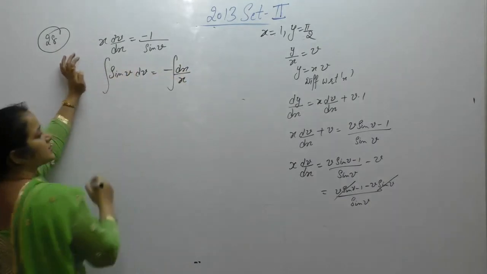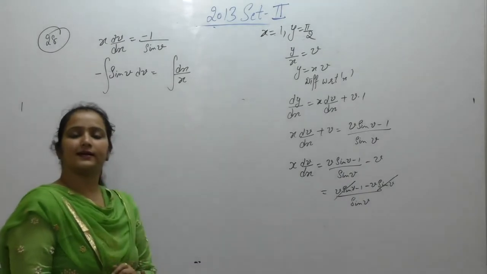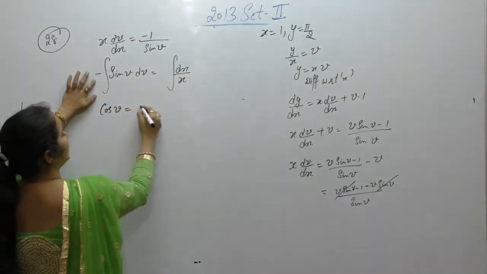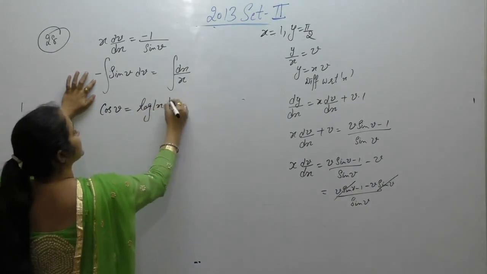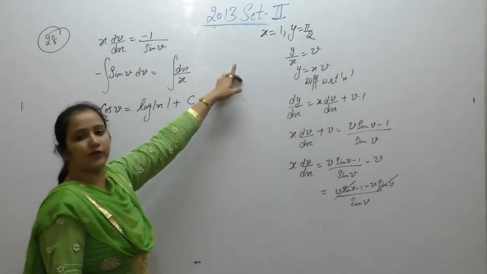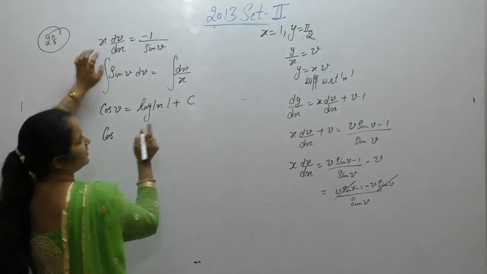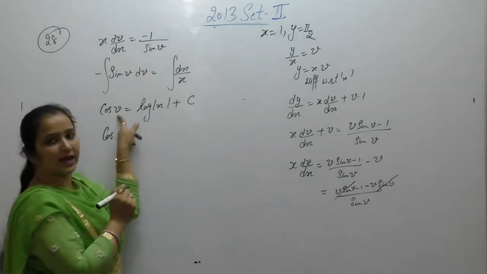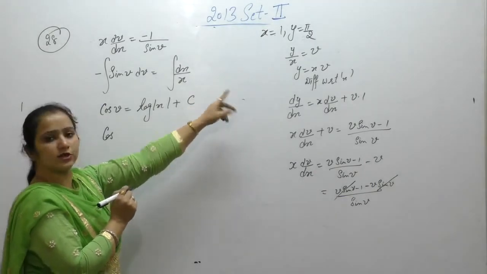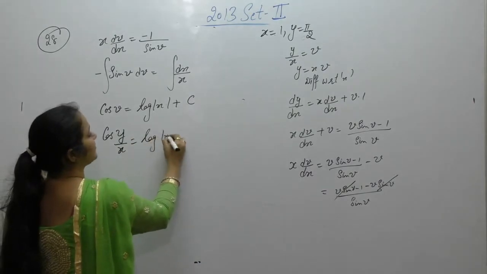Now integrate both sides. We can take this negative sign on this side also. Integral of sine is minus cos. So minus minus plus cos v. Integral of 1 upon x is log x plus constant of integration c. Now we have to find a particular solution. Put x as 1 and y as pi by 2. But before that we have to put the value of v in terms of x and y. cos y upon x is equal to log of x plus c.